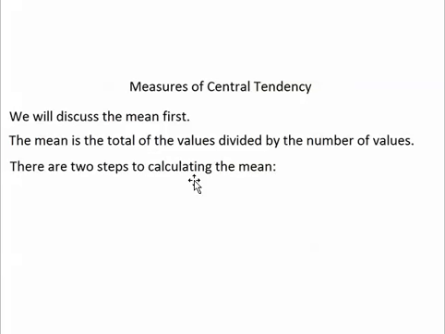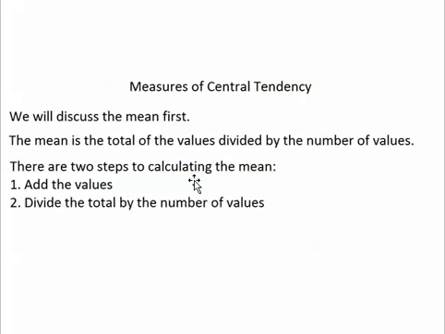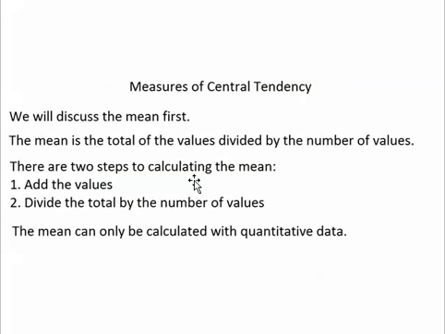Well, first, let's list out the two steps for finding the mean. You add the values, and then you divide the total by the number of values. Also, we should talk about how the mean can only be found with quantitative data, meaning in order to calculate the mean, you have to have a set of numbers that show an amount or a quantity of something.